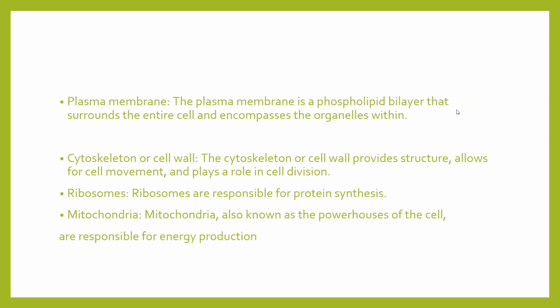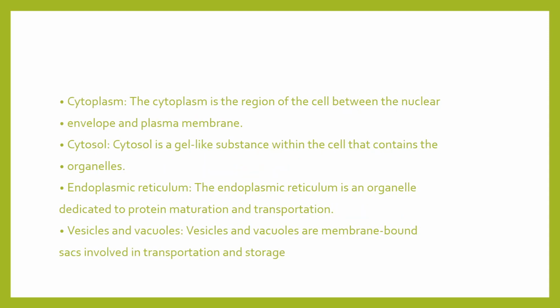Next is the plasma membrane, a phospholipid bilayer, but this is already done. Cytoplasm: the cytoplasm is the region of the cell between the nuclear envelope and the plasma membrane. Cytosol: cytosol is a gel-like substance within the cell that contains the organelles.